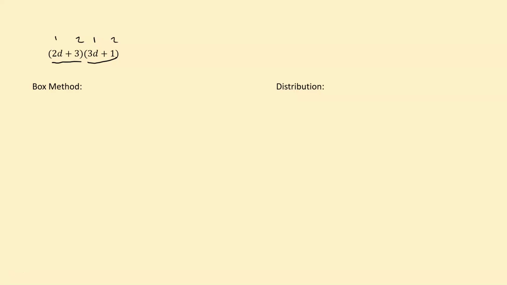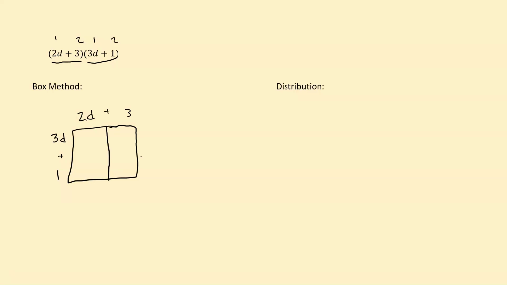The way we would want to multiply these with the box method is to have one of the binomials go across the top of a box, so 2D plus 3, and then the other binomial will go across the side, 3D plus 1. It's important to note what the signs or operations are. The plus doesn't really change anything. What matters is if we have a negative.